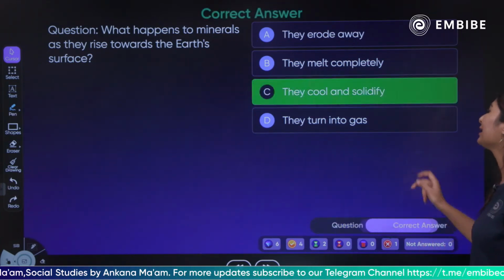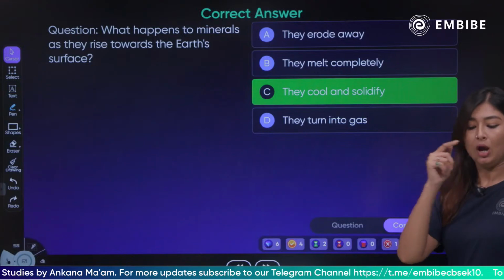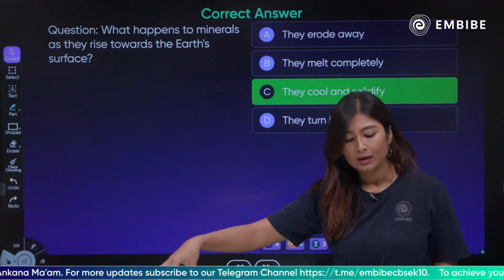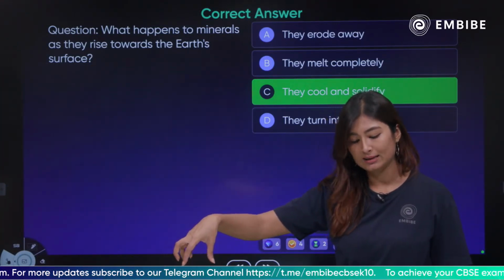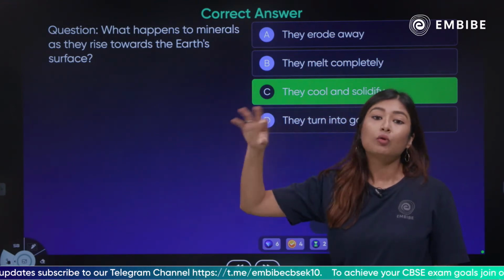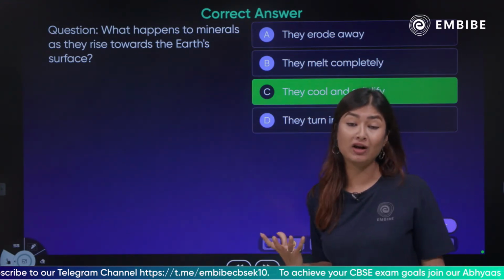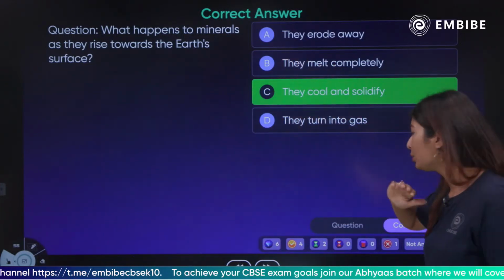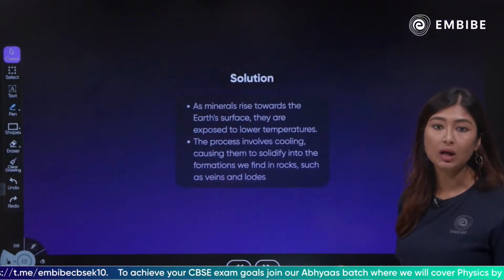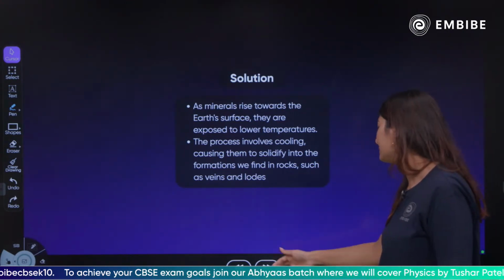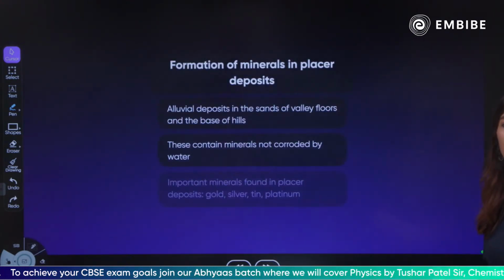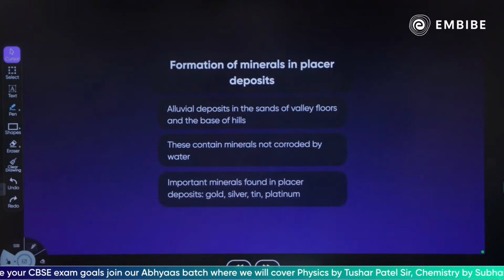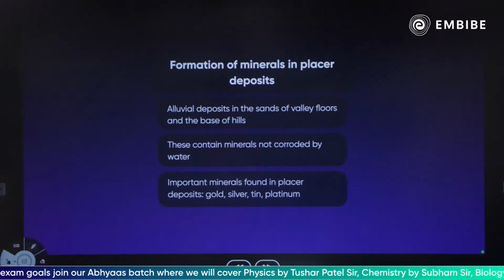It will basically cool and solidify, बच्चे. What comes from within? Right? Shakti C होगा. ठीक है? What comes from within? The molten lava comes from within. When it comes to the earth's surface, what will happen? It will cool down, it will change into a solid and form an igneous rock and also full of the ore. Okay? Now, formation of minerals in placer deposits.